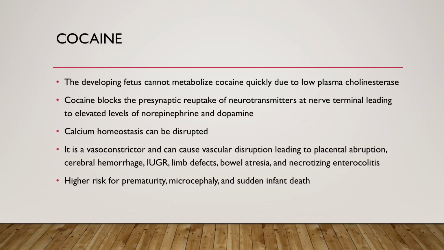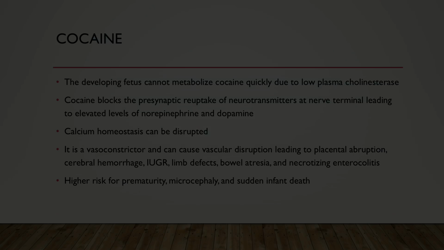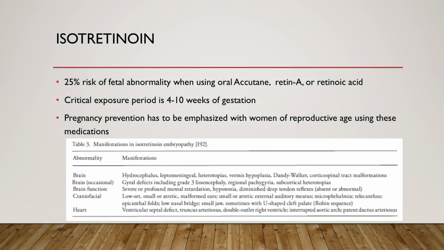Cocaine is also a vasoconstrictor and can cause vascular disruption, leading to placental abruption, cerebral hemorrhage of the fetus, intrauterine growth restriction, limb defects, bowel atresia, and necrotizing enterocolitis. There is a higher risk for prematurity, for microcephaly, and sudden infant death when a mother has been using cocaine. The next medication we'll talk about is isotretinoin.